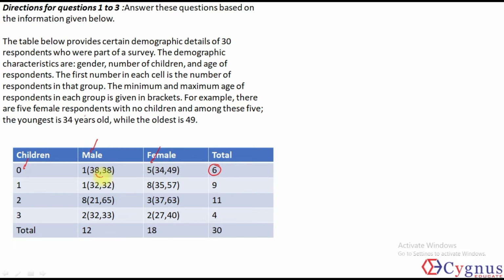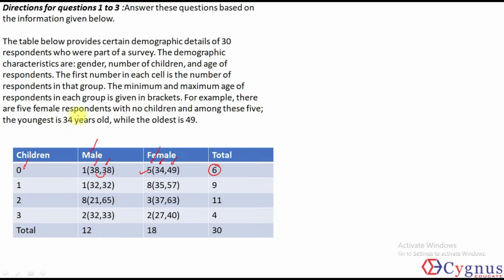So what are the values inside the bracket? The minimum and maximum age of respondents in each group is given in the brackets. That means if there are 5 female respondents, then the minimum age would be 34 and the maximum would be 49. And when you look at the male column, there is only one respondent. That's why minimum and maximum are both equal.